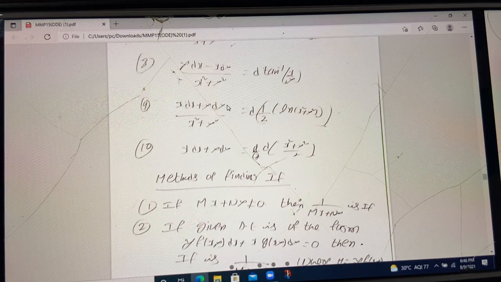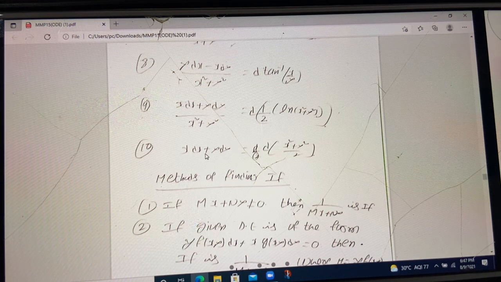Next again, x dx plus y dy by x square plus y square. This is nothing but d of 1 by 2 ln x square plus y square. Because when you differentiate, you'll get back this. What is ln x square plus y square? For log, what is the derivative? 1 by x. So 1 by x square plus y square. What is the derivative of this? 2x dx plus 2y dy. 2 cancels. You get x dx plus y dy by x square plus y square.